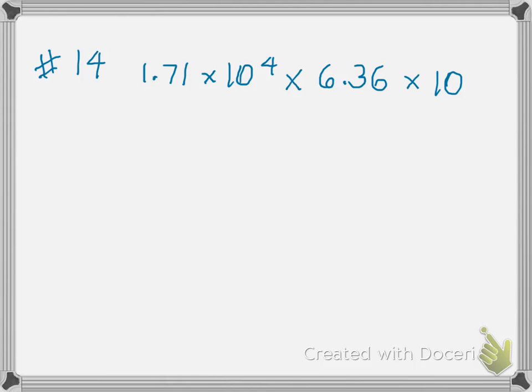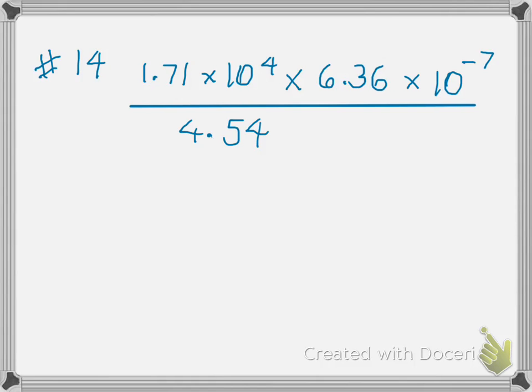Question number 14. We're going to evaluate 1.71 times 10 to the power of 4 times 6.36 times 10 to the power of -7 all over 4.54 times 10 to the power of 3. So we want to simplify that. We want to do this calculation.